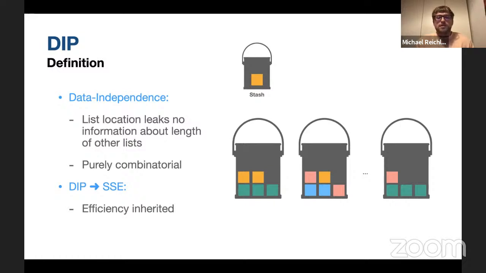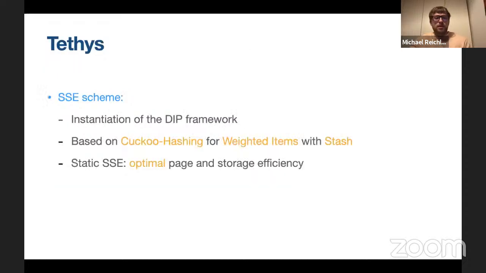Well, we can use this to construct SSE by essentially using this packing algorithm. What we do is we identify buckets with pages, and then we can just use a DIP scheme in order to pack the identifiers of lists into these buckets. And if we do that, essentially we can show that this has standard leakage, so it's secure. And the efficiency is essentially inherited from the DIP scheme. So all that is left to do now is actually instantiate the DIP framework, which is easier said than done, because that's kind of the main part of the paper.